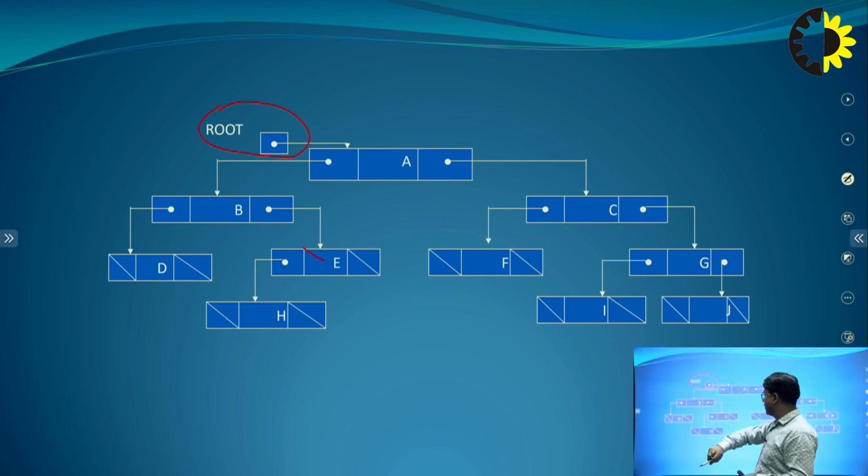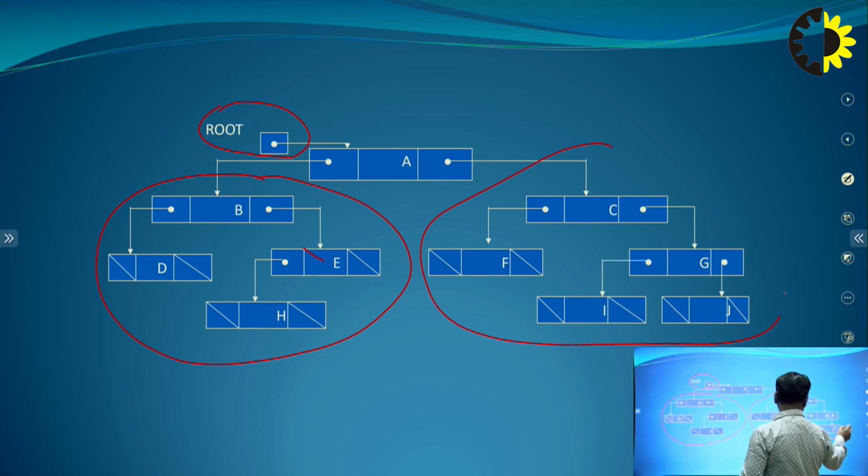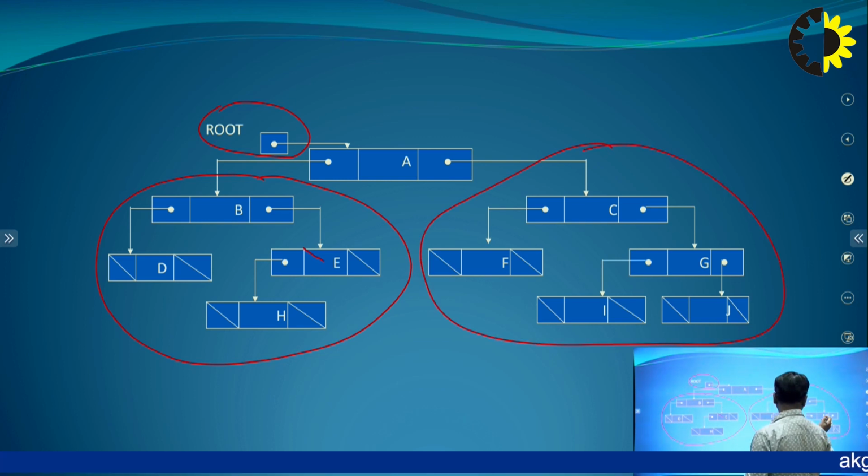We are considering a root node, which is pointing to the root node A, and B and C are the child nodes, that is left child and right child. And this one is the subtree, which has been represented here, that is F, G, I, J, B, D, E, H. And this one is the left node, and this one is the right node for the B subtree. Again, this is pointing to the left node, and this is pointing to the right node.